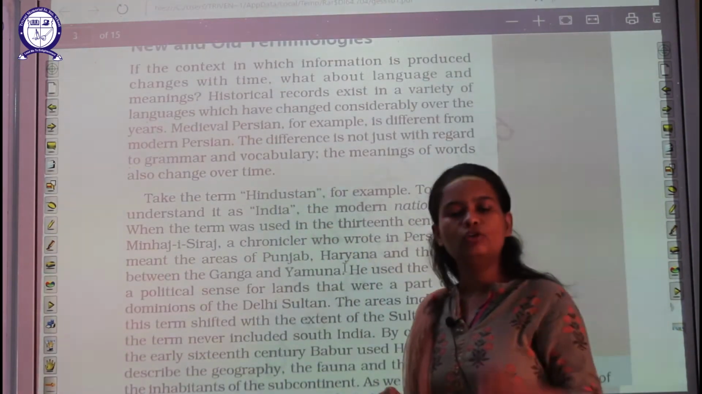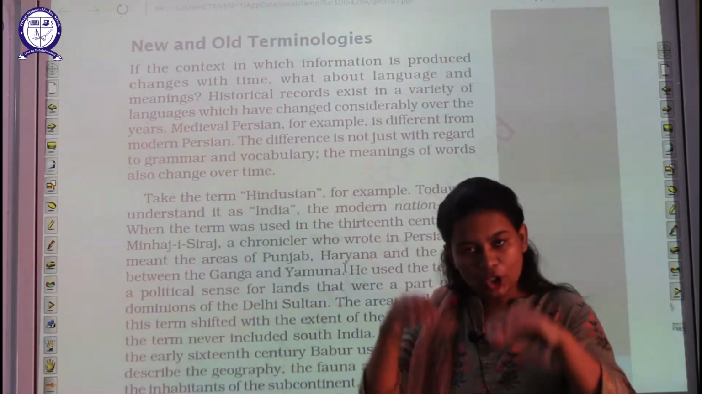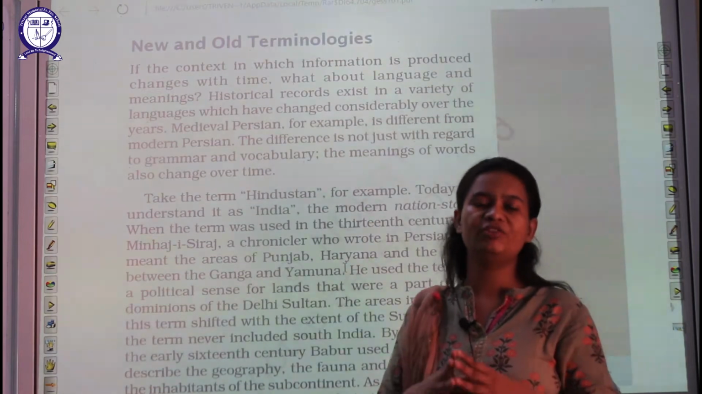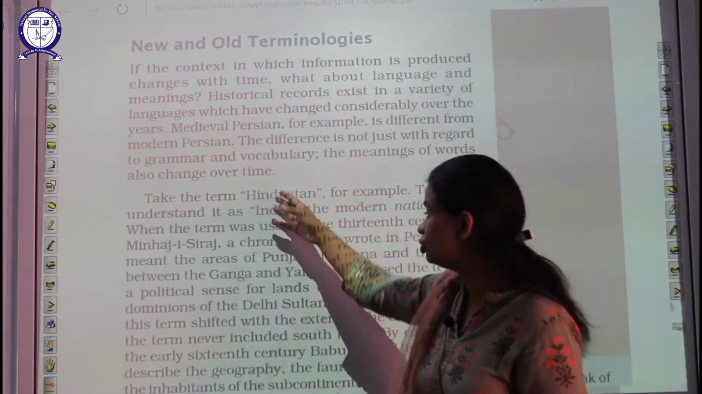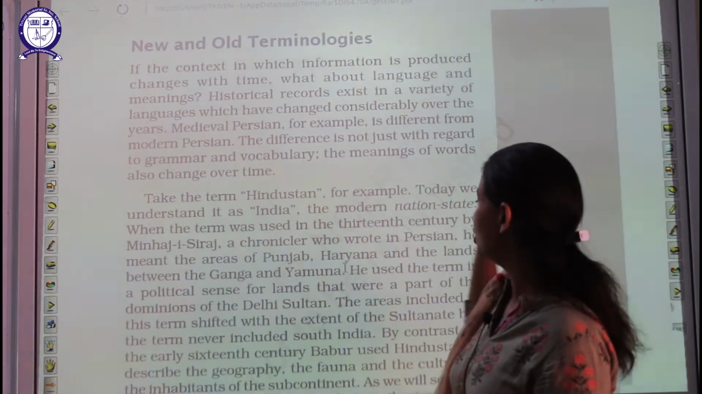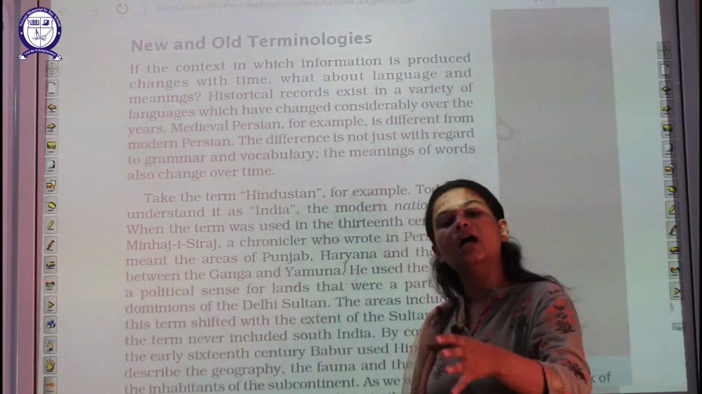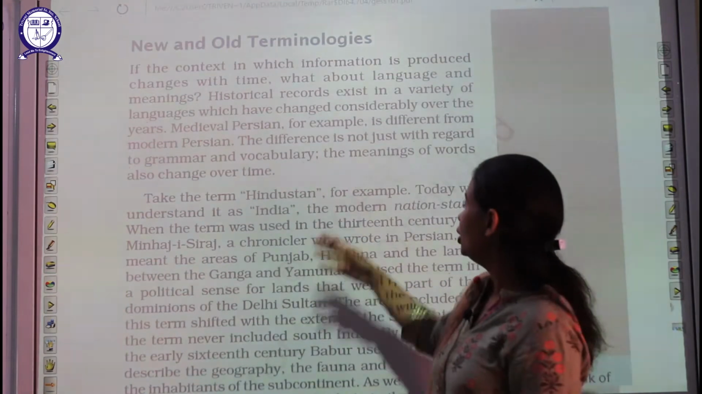If we talk about the term Hindustan, that is an old term. If we talk about current terminology, we don't call India Hindustan. We used to call Hindustan as India. That is your new terminology. So we need to understand how this terminology changed from Hindustan to India.